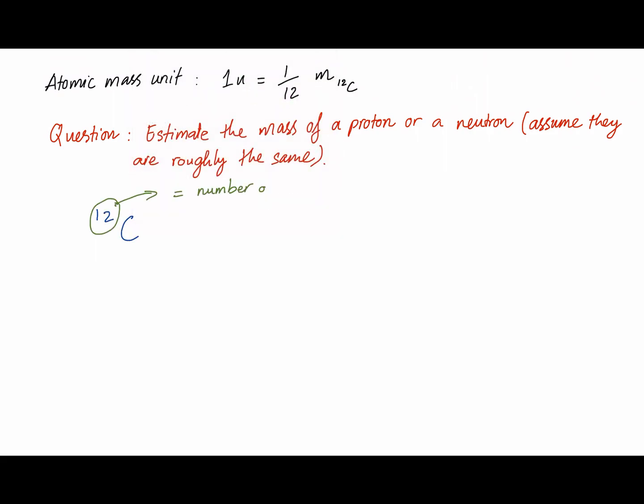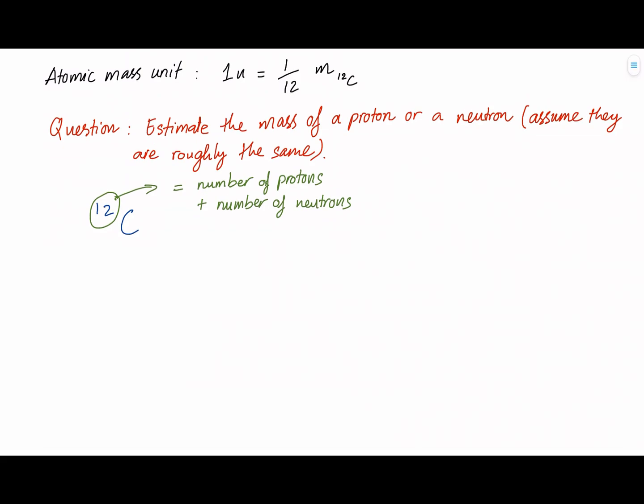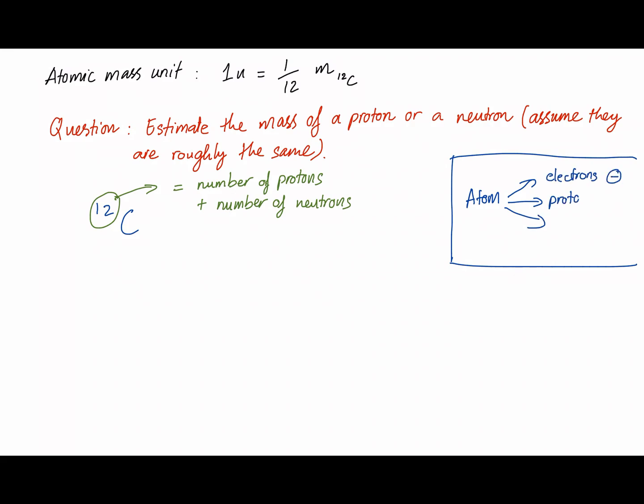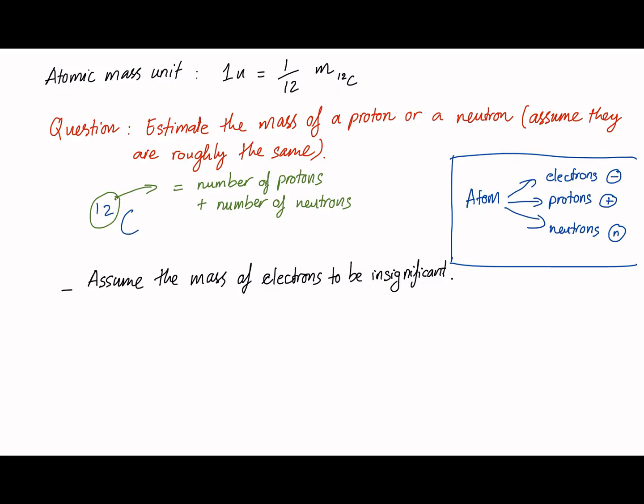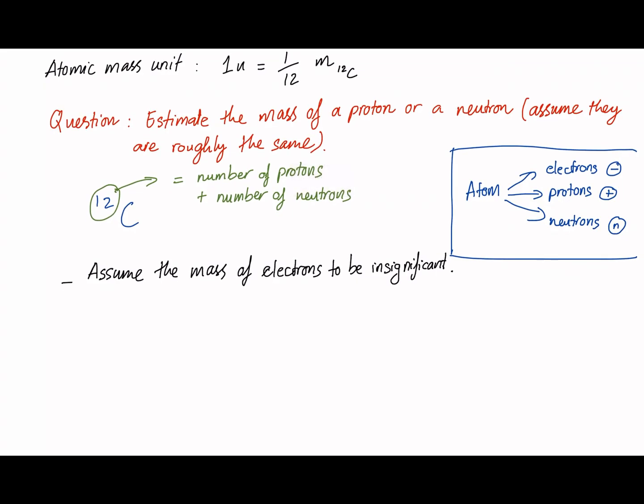Yes, it indicates a specific type of carbon isotope, but it is also the sum of the number of protons and neutrons in that carbon atom. Now, any atom is made up of three components: electrons, protons, and neutrons, except for some hydrogens. Electrons are practically weightless compared to protons and neutrons, about 4 orders of magnitude smaller, so we tend to ignore them.